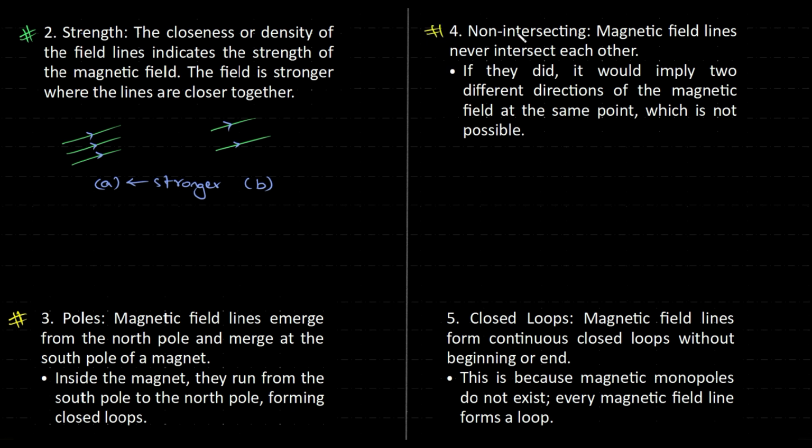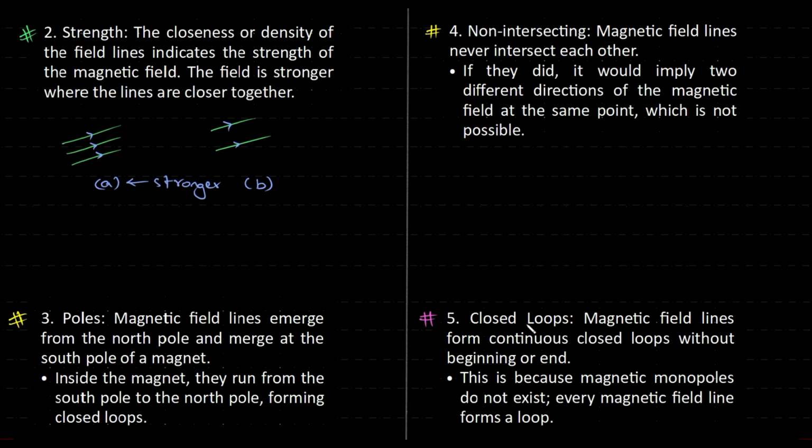Then non-intersecting: magnetic field lines will never intersect. Reason being, it's to do with force. We can't have force in two different directions. Always the net force is taken into account. And so no two field lines will be crossing each other. It's the same thing as what we learned before.